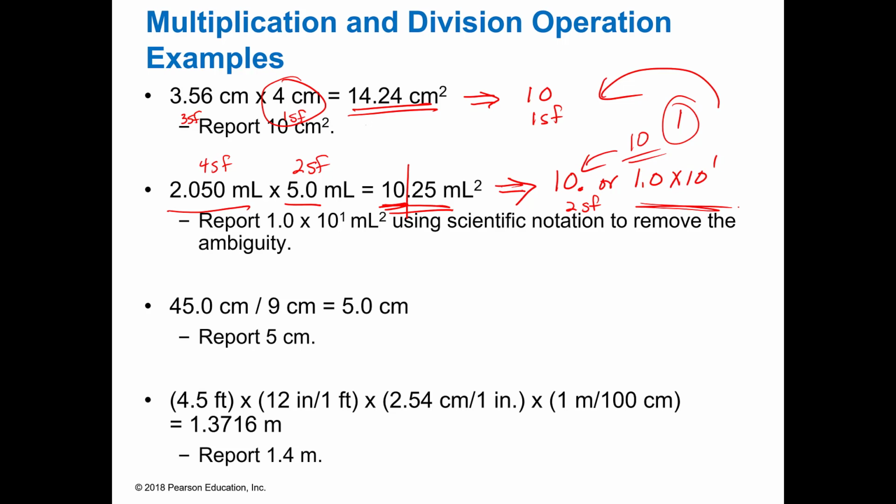So we've got 3 significant figures in this number, and I've got 1 significant figure in this number, so my answer can only have 1 significant figure, therefore that's going to be 5.